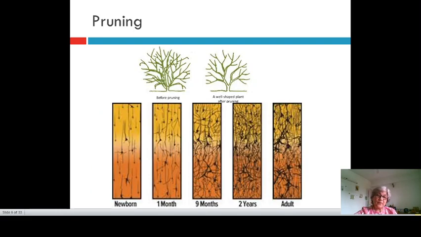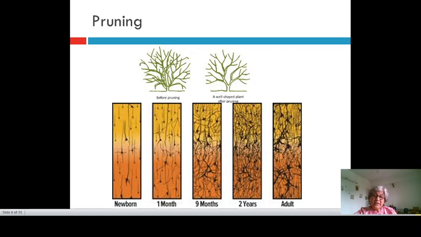Let's see how it looks. The picture on top is of a tree, a pruning of a tree. You've seen a gardener. In the rainy season, some plants grow wild and they look terrible. So what does a gardener do? He cuts down unnecessary branches and gives it a proper shape. This is what is known as pruning. The same thing happens in the brain.